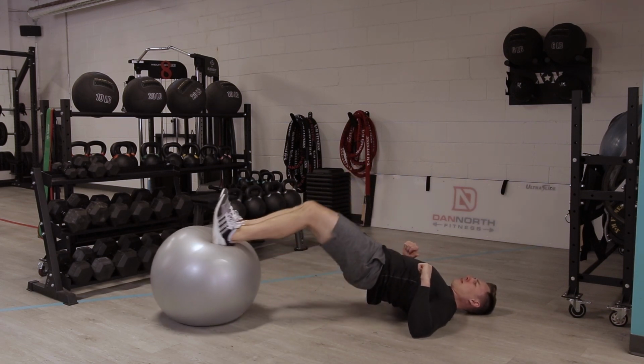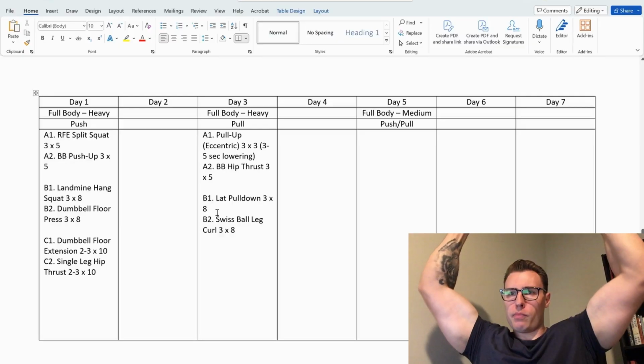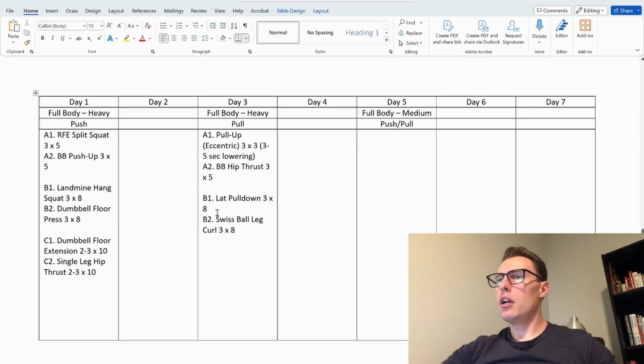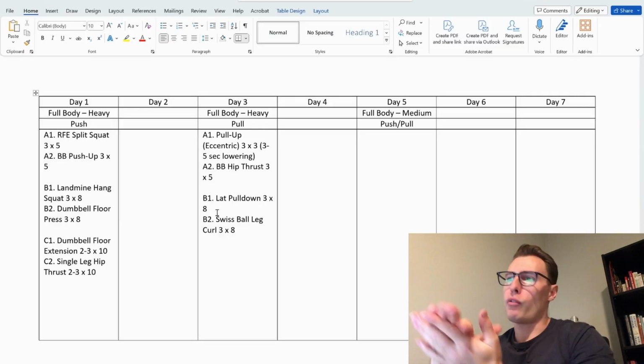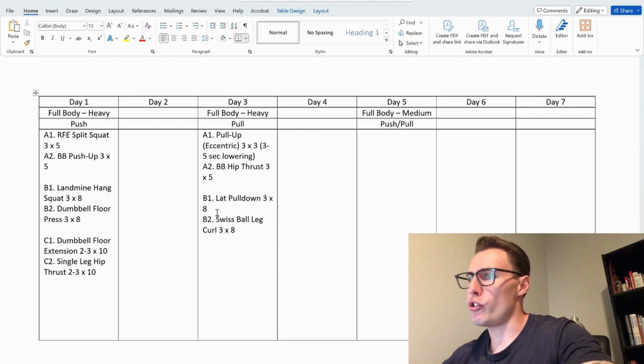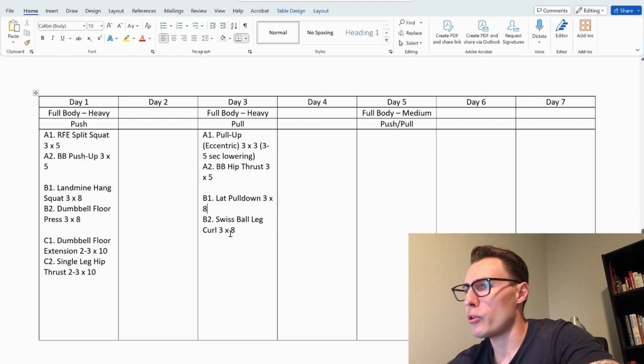So like a lat pull down, as you straighten your arms, focusing on creating as much tension in those lats on your way up. For the leg curl, as you straighten your legs, focusing on keeping tension in the hamstrings as you straighten that leg with a good slow controlled motion.